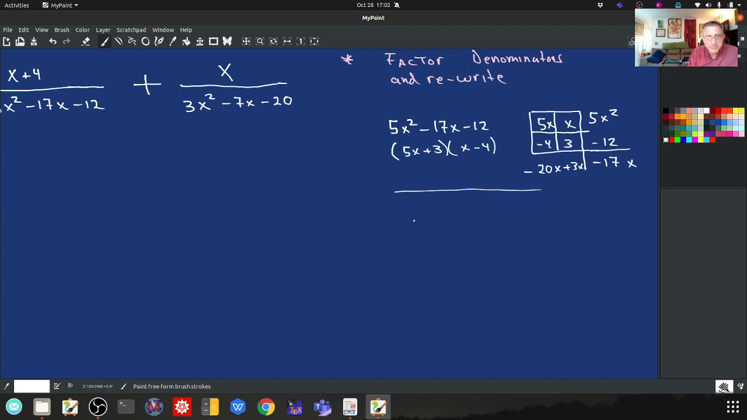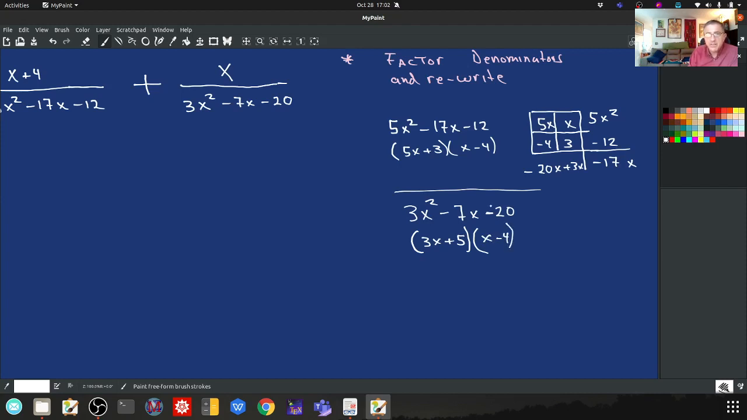Let's do the next one. 3x squared minus 7x minus 20. So I'm going to let you all do that. I'm just going to tell you what the factorization is. It's 3x plus 5. I've done enough of these factorizations. You can actually go through the method and figure it out on your own. Times x minus 4. No, that's not right. Yeah, x minus 4. Just making sure I read right.